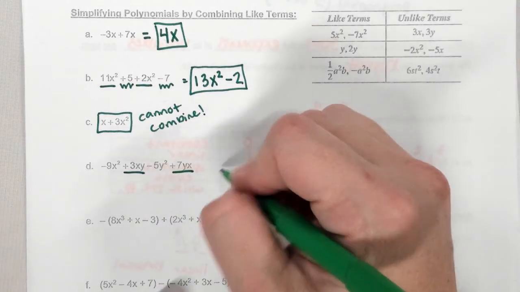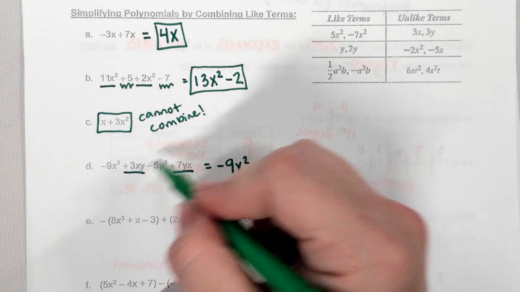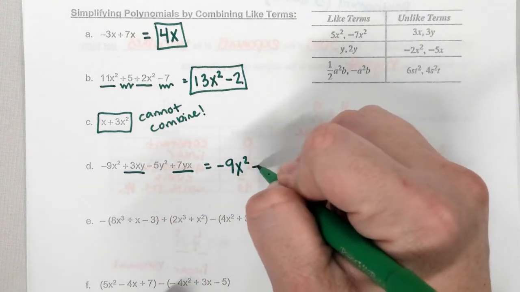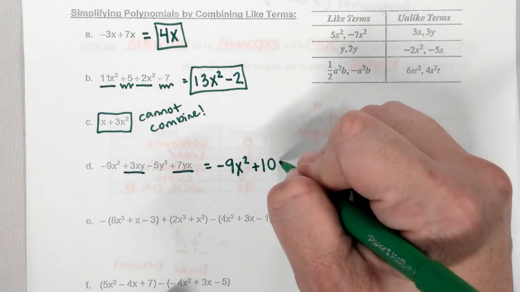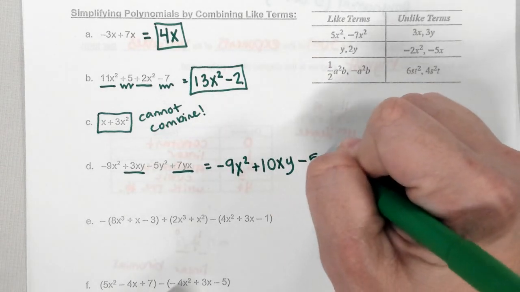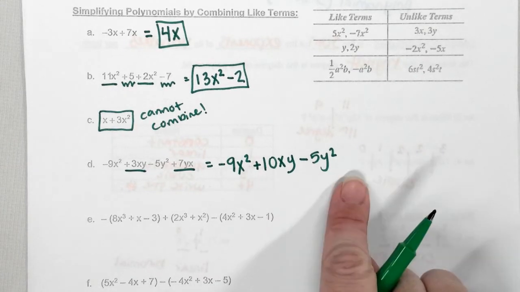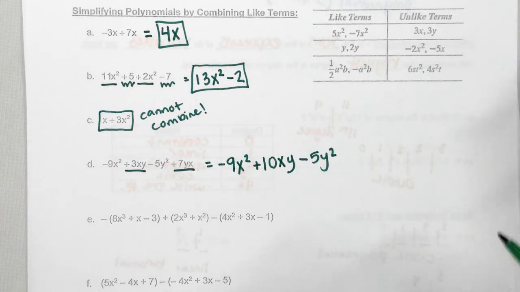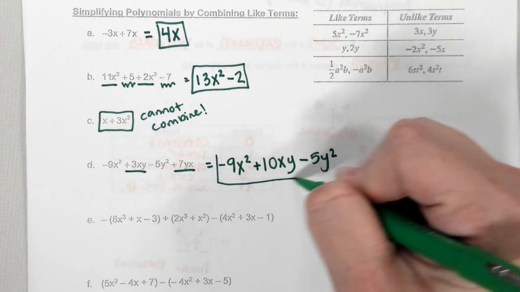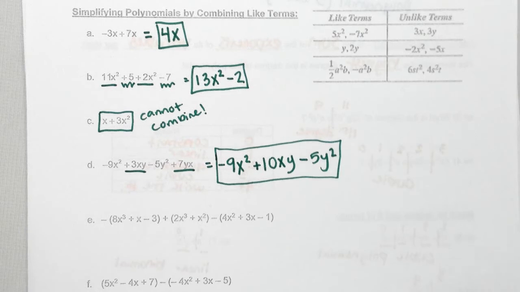Okay, so I'm going to just bring over that negative 9x squared. And what's 3 plus 7? So I get plus 10, and I'm going to write it properly, xy. And then I'm just going to bring over that minus 5y squared. Now, order didn't matter here because they're all the same degree, 2, 2, 2. So you could put it in whatever order you wanted. Proper is to write them in the highest degree to lowest degree.